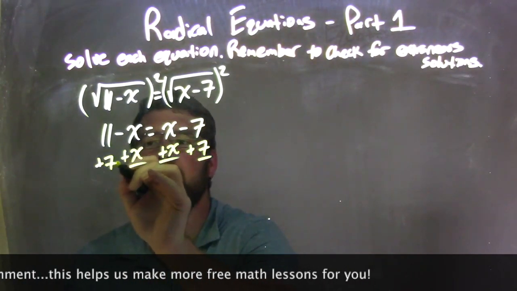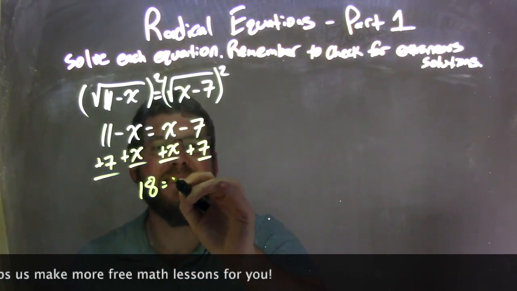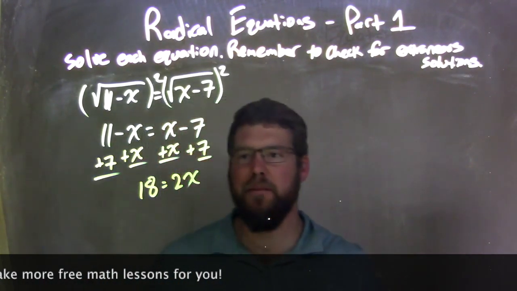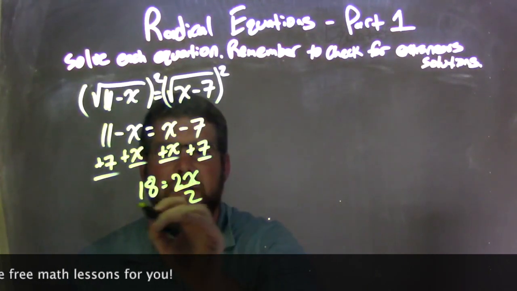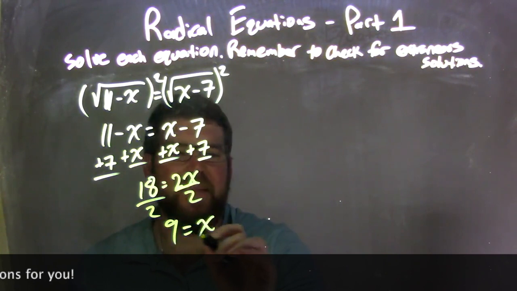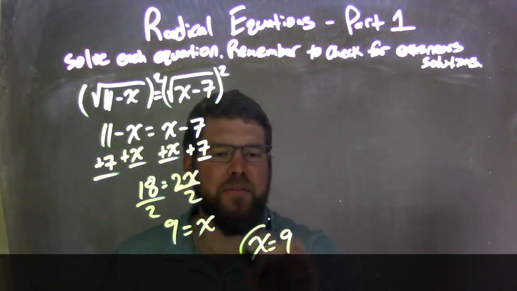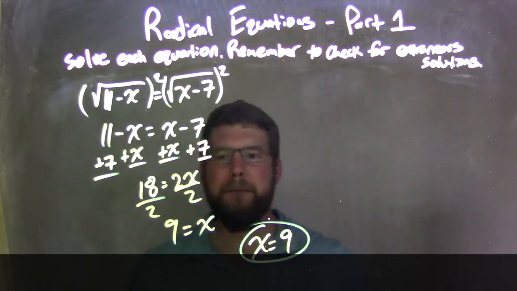I'm going to add an x to both sides, bring my x's to the right and my numbers to the left. 11 plus 7 is 18. X plus x is 2x. Okay? Divide both sides by 2. Get x by itself. 18 divided by 2 is 9. 9 equals x. Let's rewrite it. X first looks nicer. X equals a positive 9. But now I need a check.